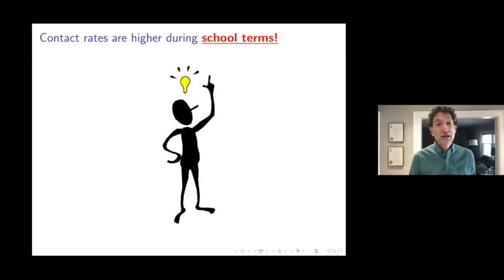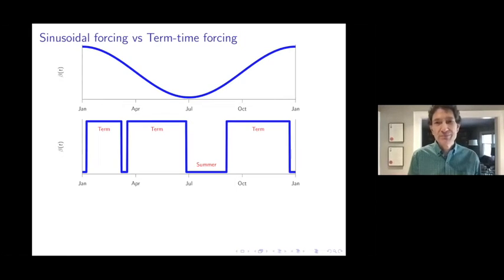Well, we said that contact rate was higher during school terms, but I just quickly said, well, let's just model that as a sinusoid. But it's not a sinusoid. I mean, suppose that instead of just, for convenience, modeling seasonal oscillation as a sine wave, we actually correctly model it as high during school terms and low otherwise. But we can at least numerically change that in the model and see what happens.